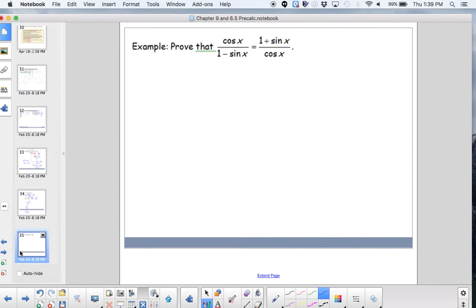Okay, moving on. This time we're trying to prove an identity, so we're trying to prove the two sides are equal here. What I'm going to do this time is use cross products. Okay, and so if I use cross products, cosine x times cosine x is cosine squared x. So if I can prove that their cross products are equal, then I can say that the equation I have here is an identity. And then I have 1 minus sine x times 1 plus sine x.